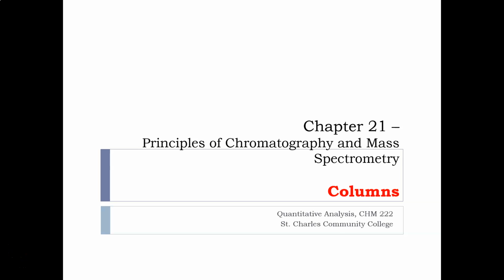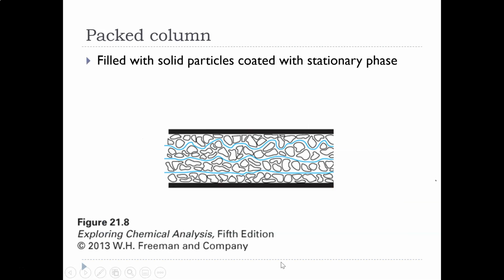In this video, we're going to look at the different types of columns that are used in chromatography. And so columns are the container that holds the stationary phase when we're thinking about this as an instrument. So one of the images that has already been shown to you from the last video when we were looking at the Van Deemter equation is this one, which is an image of a packed column.